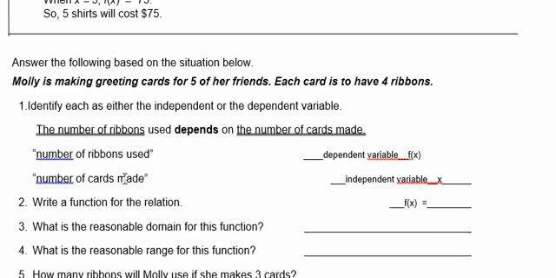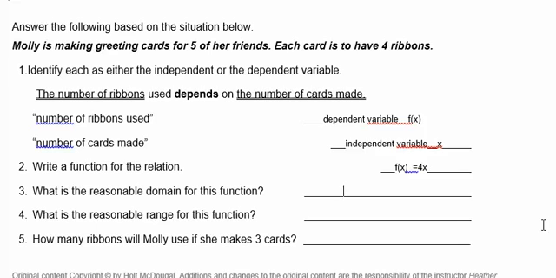So f of x is equal to what? If I have 1 card, I'd use 4 ribbons. If I have 2 cards, I'd use 8 ribbons. So I have to just take the number x times 4, because every card is going to have 4 ribbons. So this makes sense, because if I change x to be the number of cards, then times 4, I will get that.